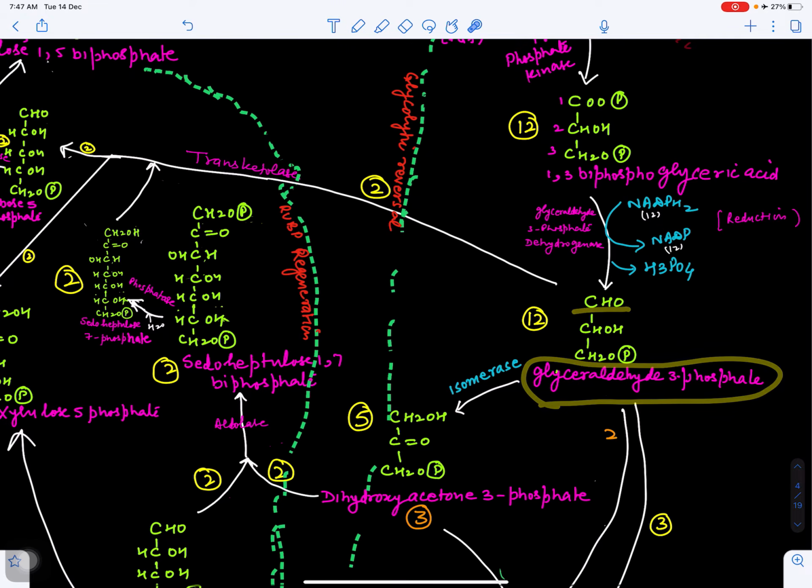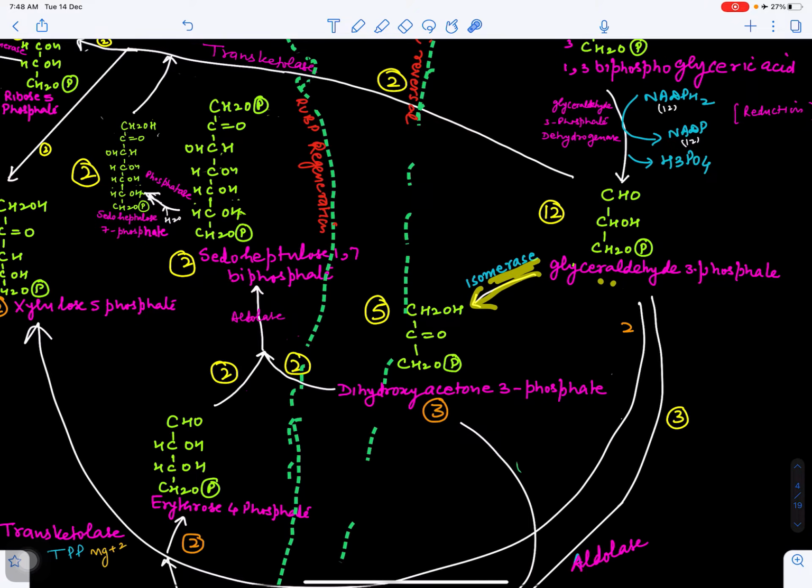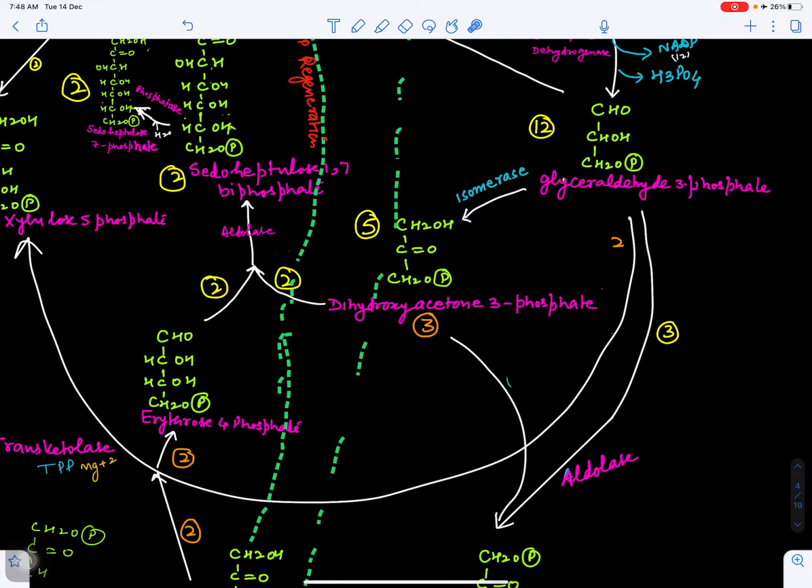Now here we can see, out of 12 molecules of glyceraldehyde 3-phosphate, 5 will be isomerized. This is called the isomerase enzyme, and this will convert it to dihydroxyacetone 3-phosphate. Out of 12, 5 will move for the formation of dihydroxyacetone 3-phosphate. So 7 will be left now. These 5 molecules of dihydroxyacetone 3-phosphate have a keto group, whereas here this was an aldehyde group. Now out of the 7 that were left, 3 will move here. So total 4 will be left here, right?